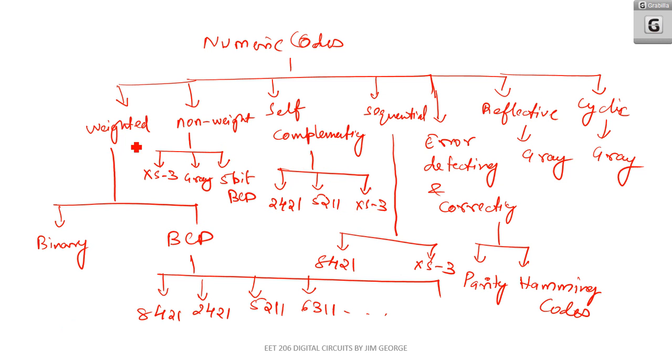Okay, so now sequential codes: 8421 and XS3 code. For error detecting you have parity code and Hamming codes. For reflective, an example is gray code, and for cyclic, an example is gray code.